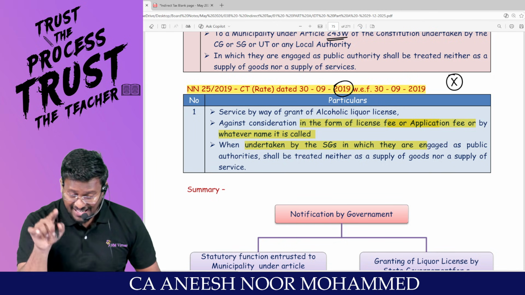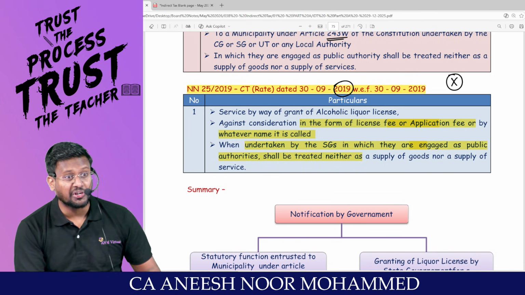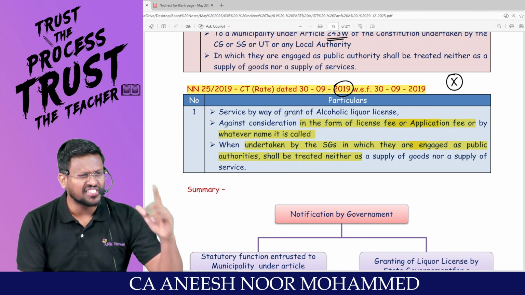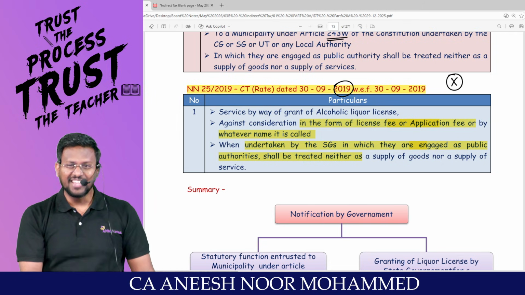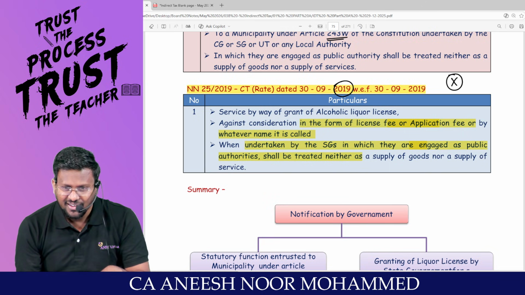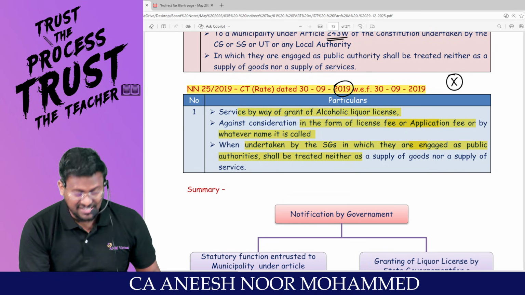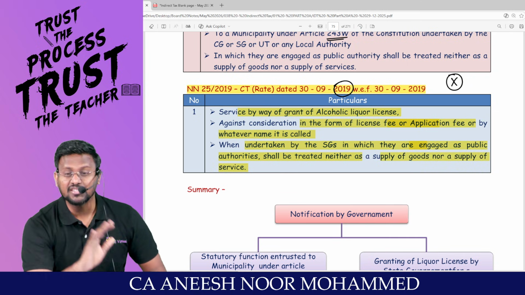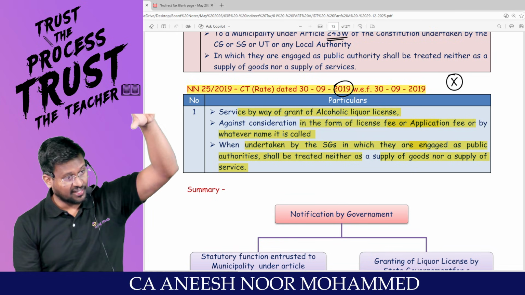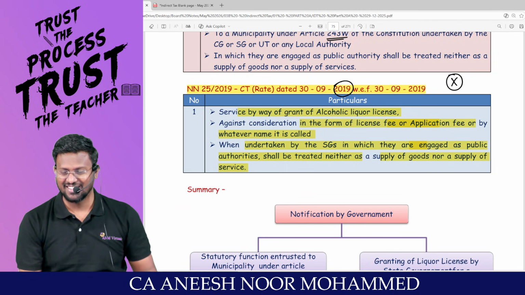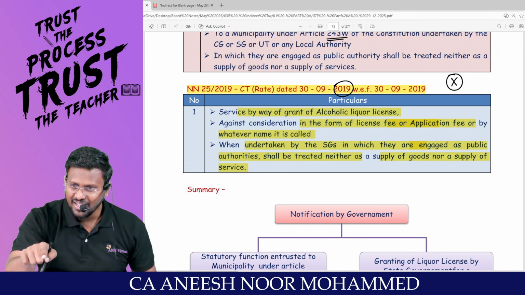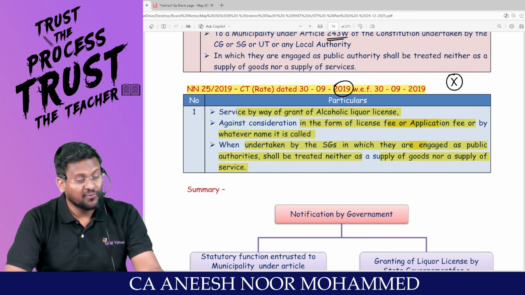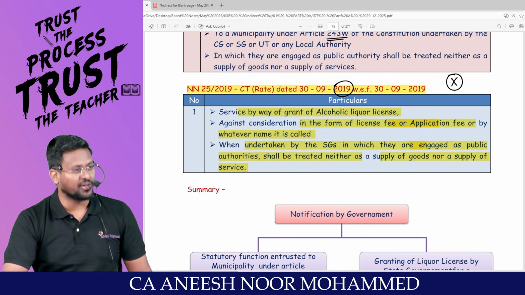When undertaken by the state government, in which they are engaged as a public authority, it is the responsibility of the state government to ensure that every citizen in the state is getting liquor. For that purpose only, they are providing the liquor license. Are you really with me? As supply of goods, nor supply of service. What the central government is saying is that the state government is only providing a license. For liquor, it is outside the scope of GST, then automatically the liquor license service will also be treated as neither supply of goods nor supply of services.